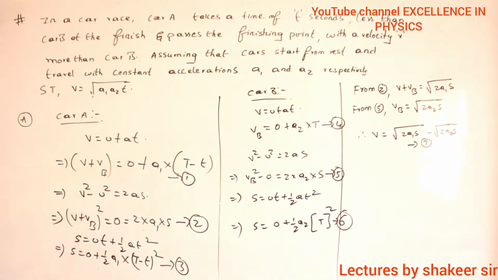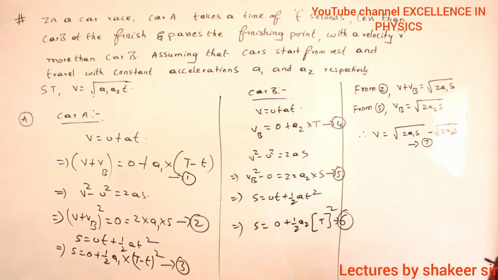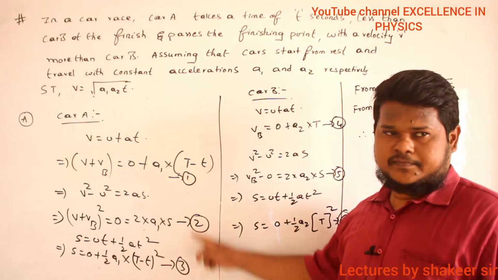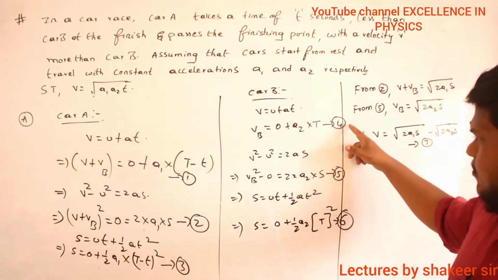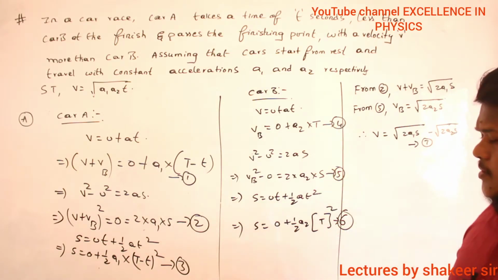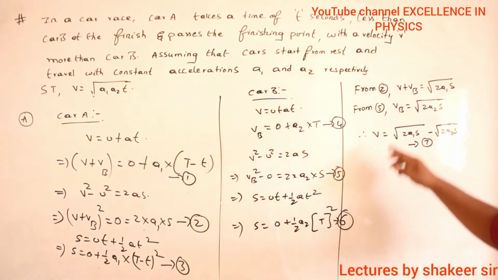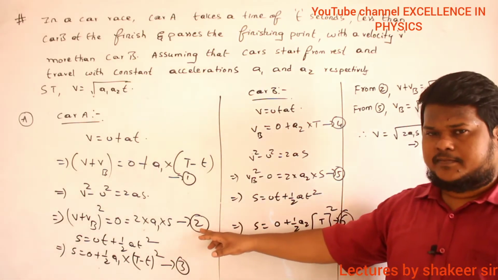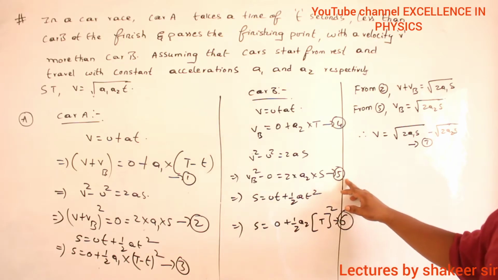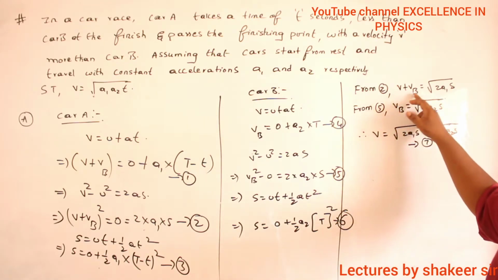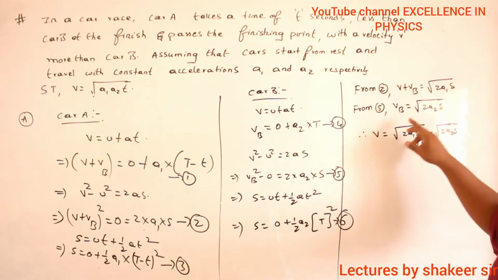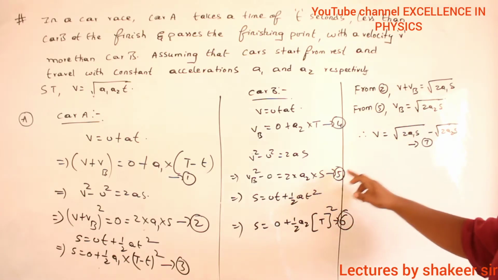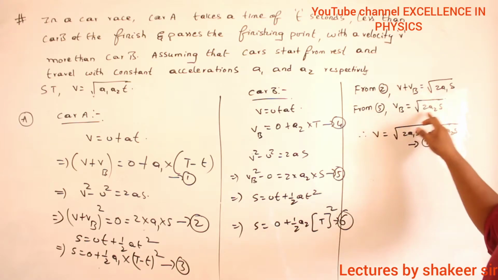Okay, so let us try to understand. This is my first equation, second equation, third equation. Clear, no? This is my fourth equation, fifth equation and sixth equation. So I am taking equation number 2 and equation number 5. So v plus vb is root 2a1s, vb is equal to root 2a2 into s. Clear, no? So instead of vb, I can substitute this value.